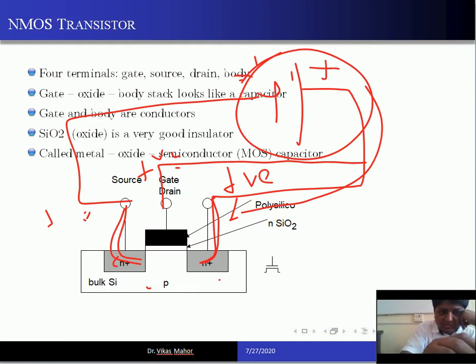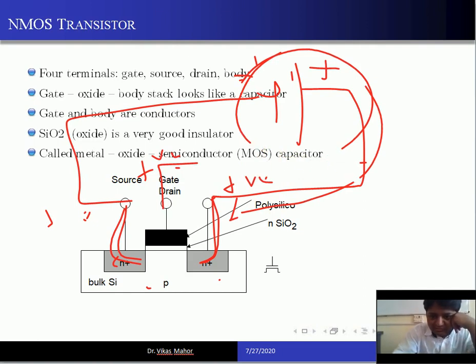Now let's move forward. We are applying more positive voltage. That's why we will take a different battery here, a varying battery. So what we'll do is take a battery which is common to the source. Fine. This battery is varying. This voltage is varying. Now let us increase the gate voltage.